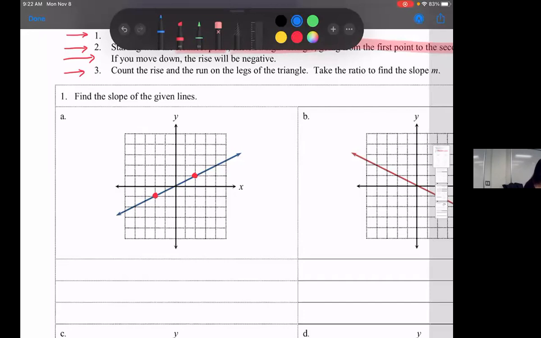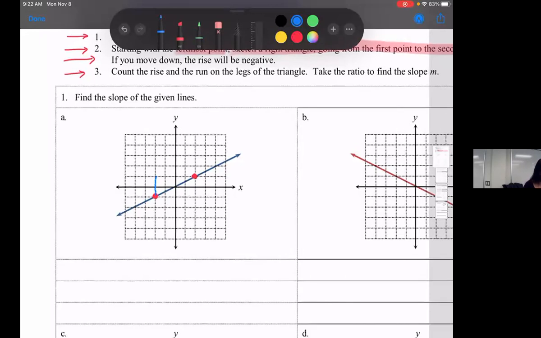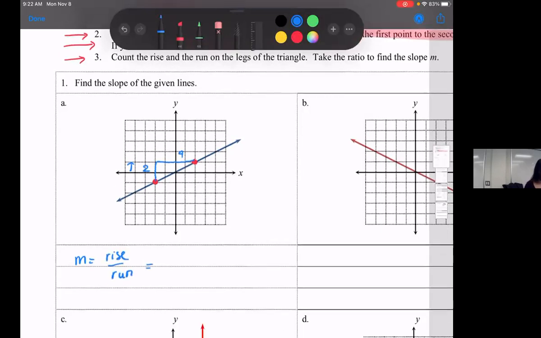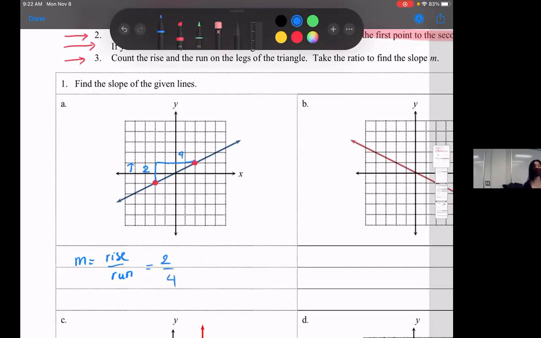I'm going to do the rise first, because my goal is to get to the second point. So I go up. How many units are there? 2, right? So you go up 2. And then you run over 1, 2, 3, 4 units to meet the second point. So m equals rise over run. In this case, it is positive: rise 2, run 4, so 1/2. Which makes sense, right? You have a positive slope. If you look from left to right, my graph is increasing.